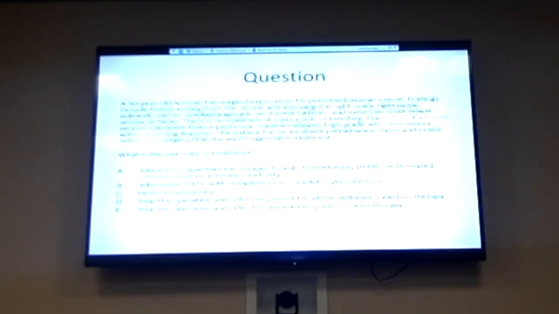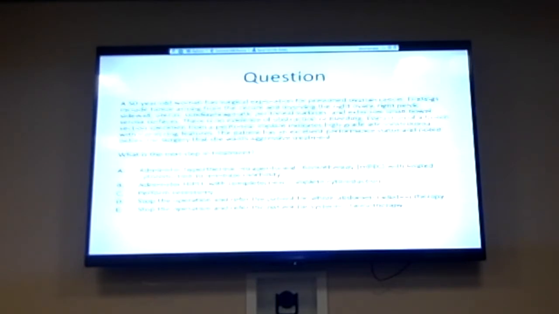All right. A 50-year-old woman has surgical exploration for presumed ovarian cancer. Findings include tumor arising from the cecum, involving the right ovary, right pelvic sidewall, uterus, subdiaphragmatic peritoneal surfaces, and extensive small bowel serosal surfaces. There is no evidence of obstruction or bleeding. Evaluation of frozen section specimen from a peritoneal implant indicates high-grade adenocarcinoma with signet ring features. The patient has an excellent performance status and noted before the surgery that she wants you to do everything. She wants everything aggressive. What's the next step in the treatment?